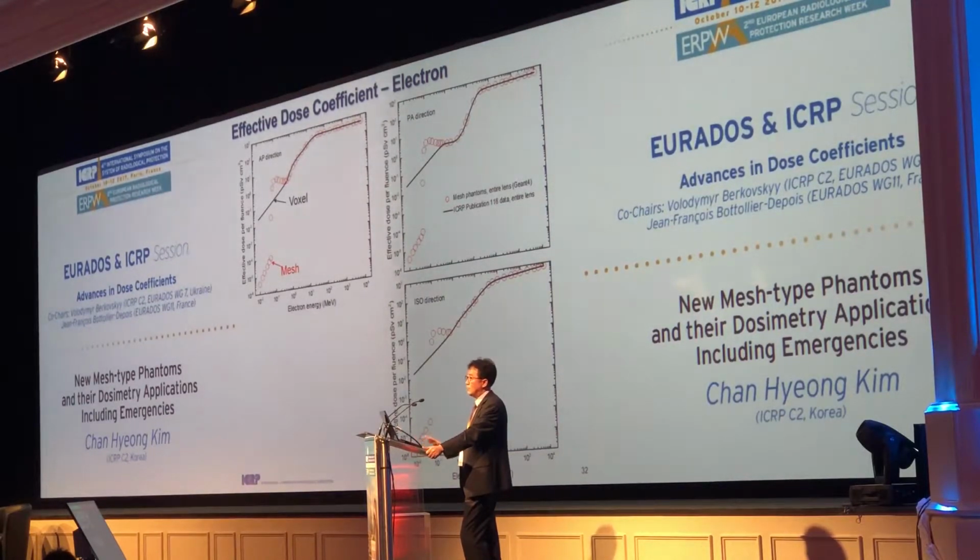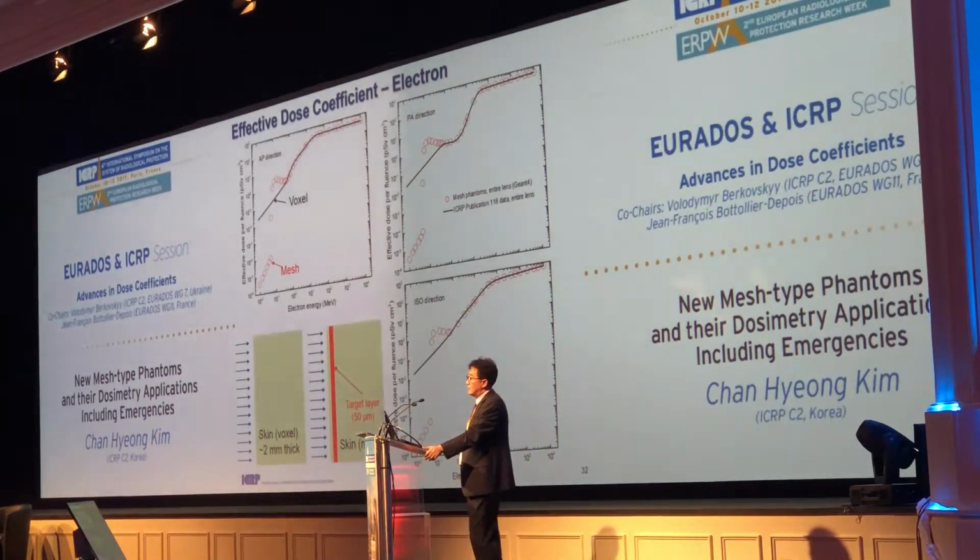But if you assume ICRP does not use the stylized phantom and uses just voxel phantoms to calculate effective dose, then these are the differences we see. This is because the current ICRP reference phantoms are voxel phantoms. The skin is defined by about 2 millimeter thick voxels. So that caused the problem. And in the mesh phantom, the skin is defined by a 50 micron target layer, which is very thin.